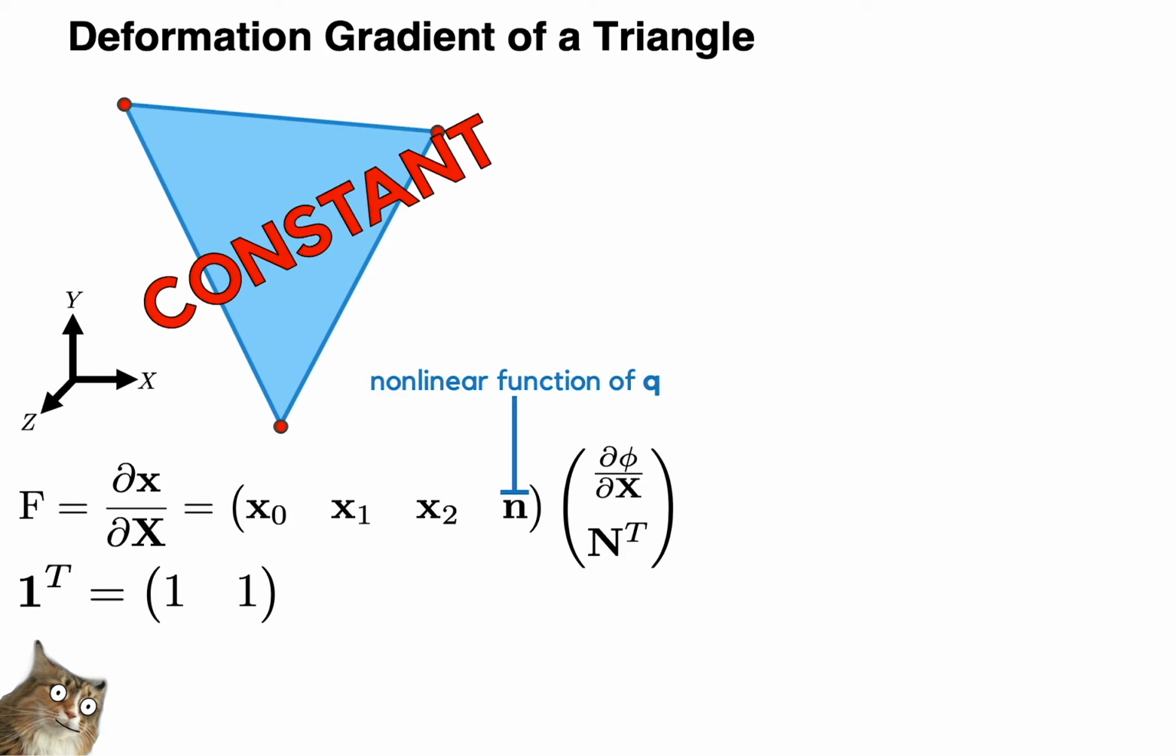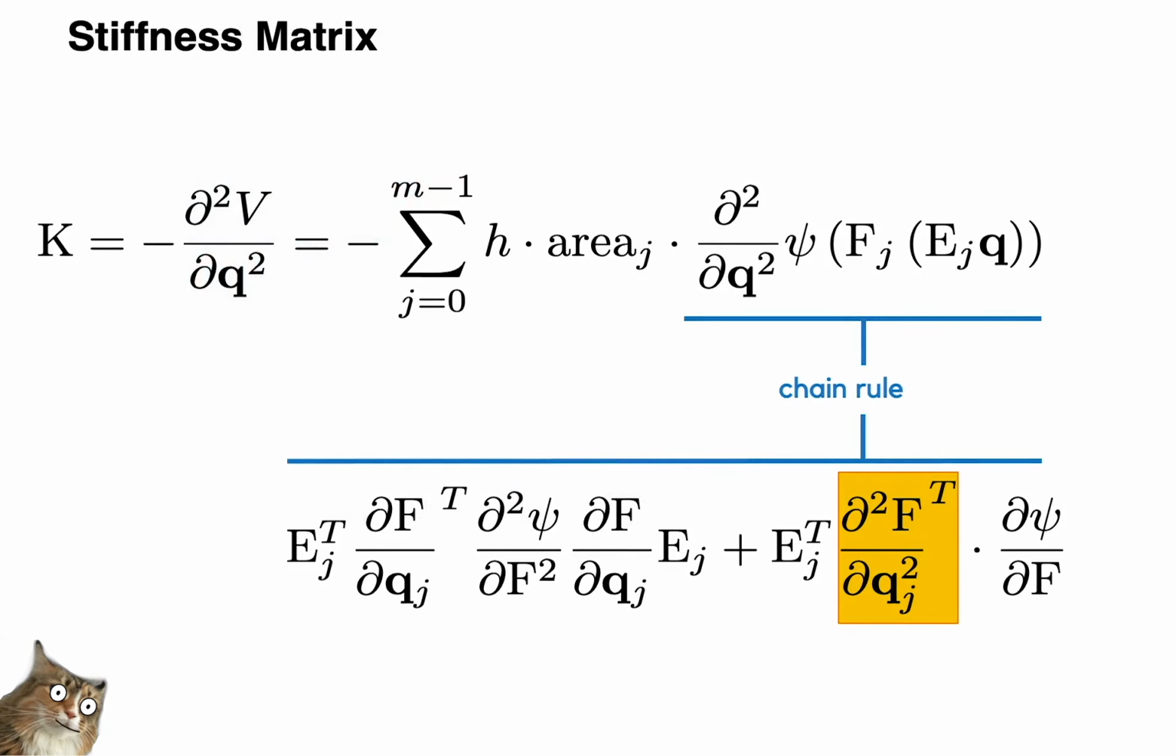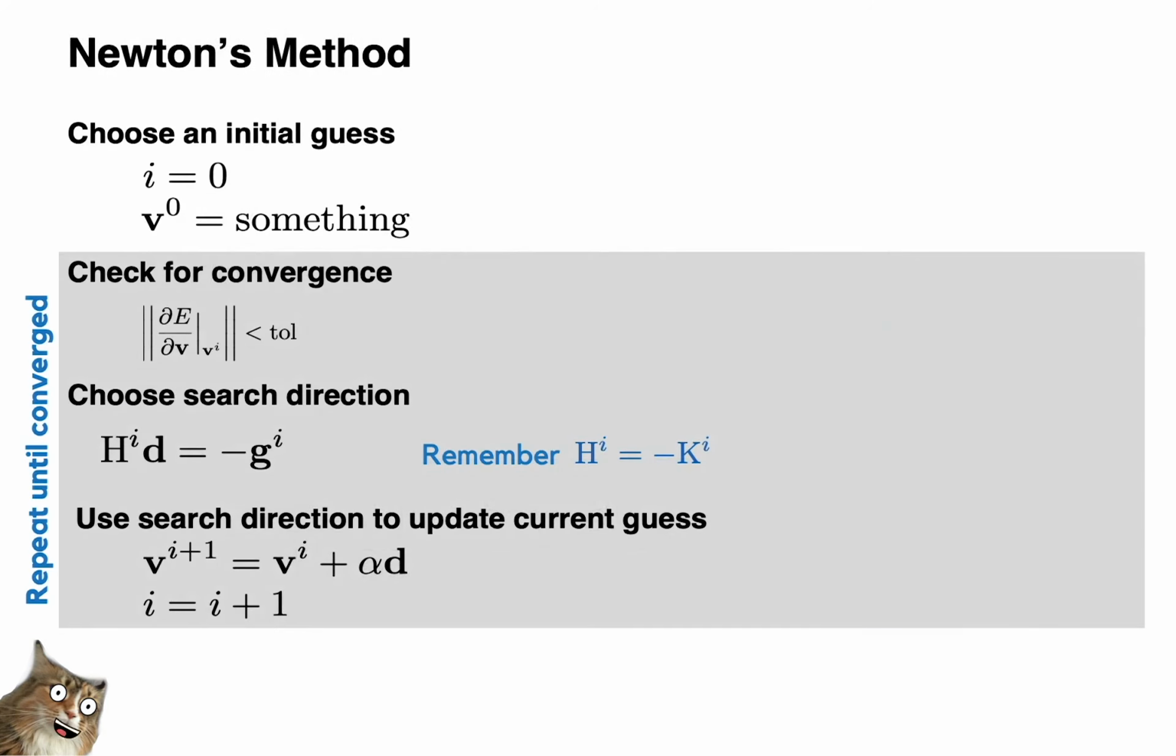That means that our deformation gradient has a Hessian in terms of Q, which we could compute for the sake of completeness. But before we make the commitment to do that, let's remind ourselves what we use the Hessian for when doing implicit time integration. The Hessian of our energy has a very specific use in Newton's method. We use it to rescale the gradient when we compute the search direction. The Hessian is related to the stiffness matrix by a negative sign. So what is this Hessian doing here?